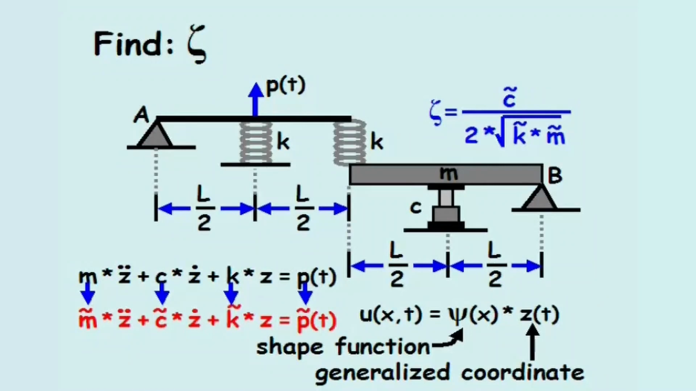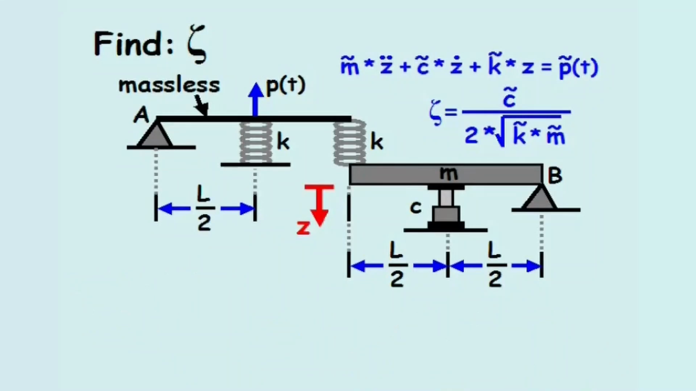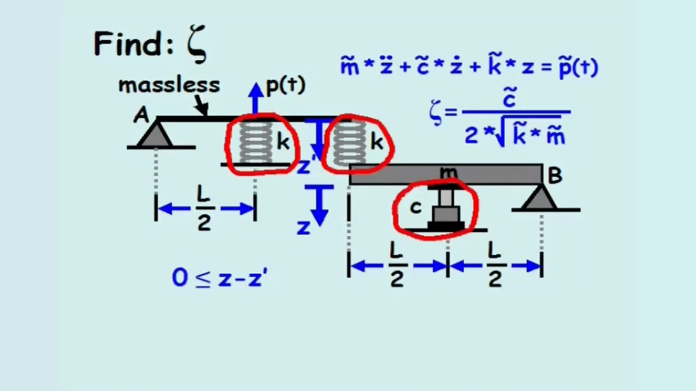To solve this problem, we'll define the displacement, z, as the vertical distance at the far end of beam B, and we'll define z prime as the vertical displacement at the far end of beam A. Next, a 1-unit displacement is induced at the end of beam B, and we'll assume z minus z prime is non-negative. This unit displacement creates forces in the springs and damper.